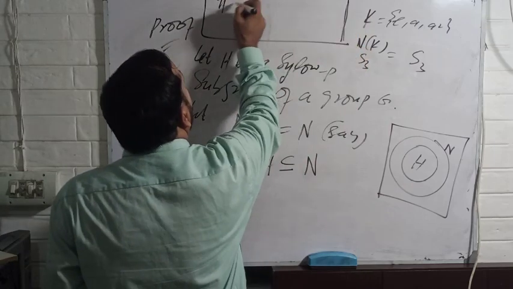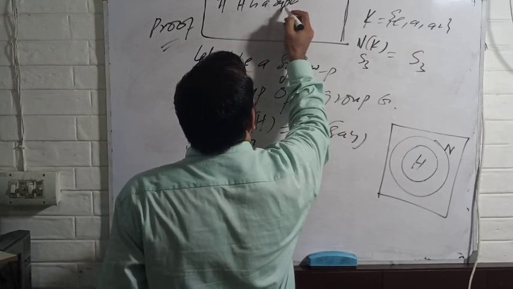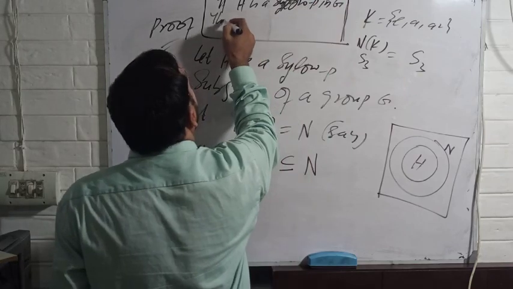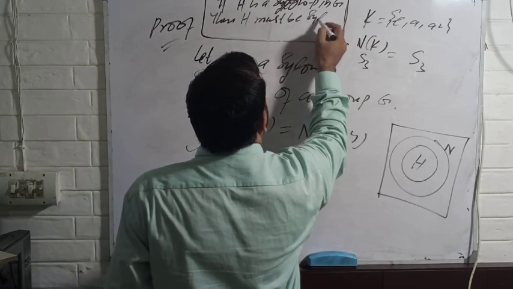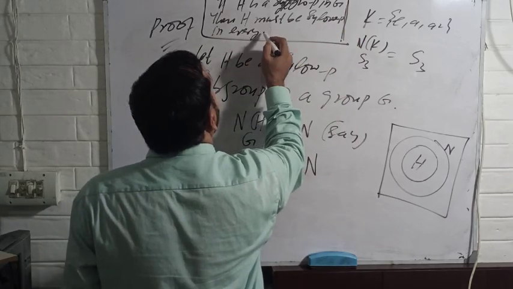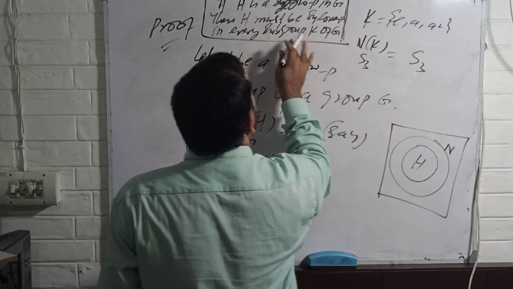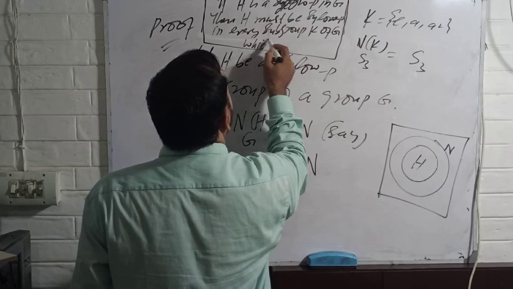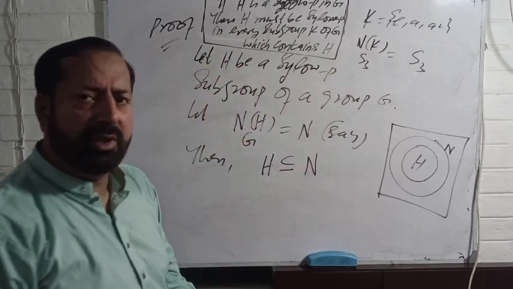If H is a Sylow P in G, then H must be Sylow P in every subgroup K of G which contains H. Now remember this thing.